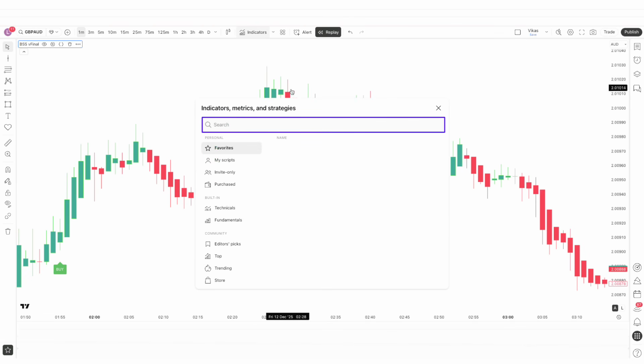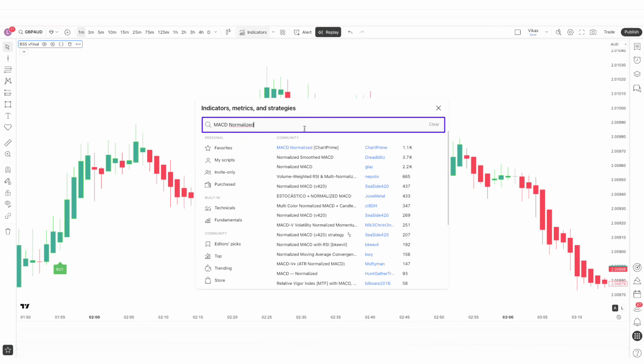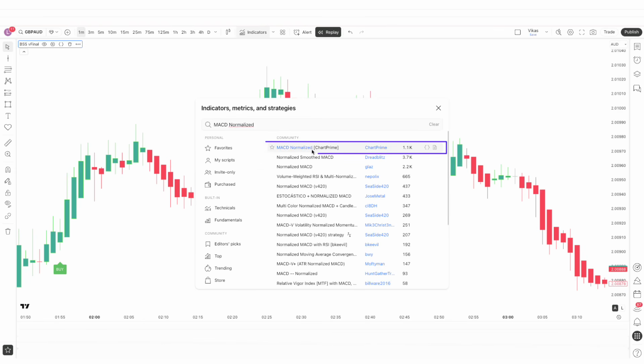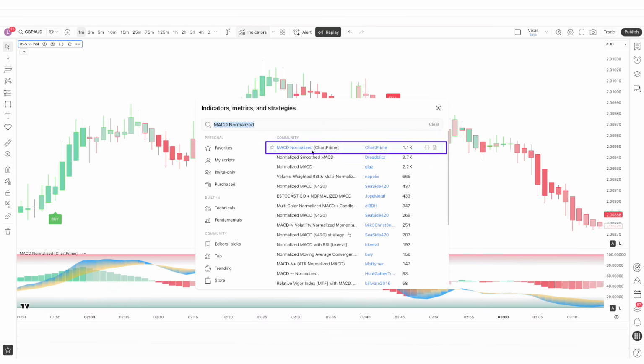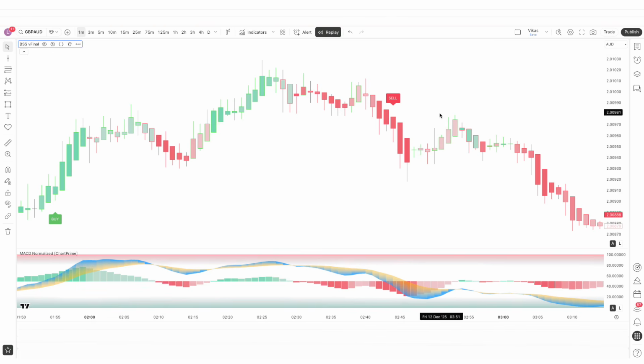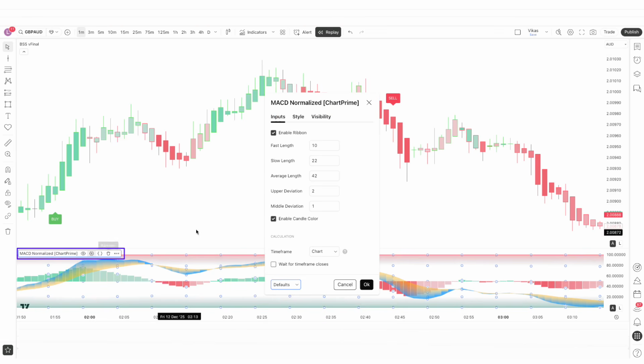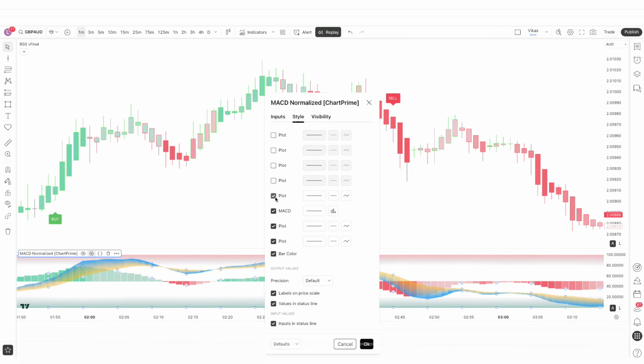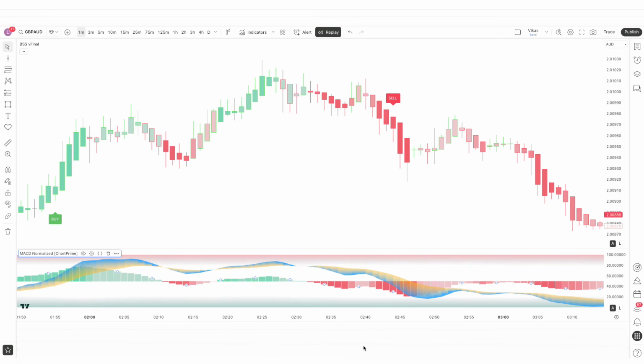Let's go to the Indicator Search tab, search MACD Normalized, and select this one called MACD Normalized Indicator created by Chart Prime. Now let's access the settings of this indicator so we can modify it to suit our strategy. We change Fast Length option 10 to 12, and after that change Slow Length option 22 to 25. And after that change average length 42 to 41, and then we have to keep these options hidden. Here everything is fine after that. Click OK. Now our setup is ready.